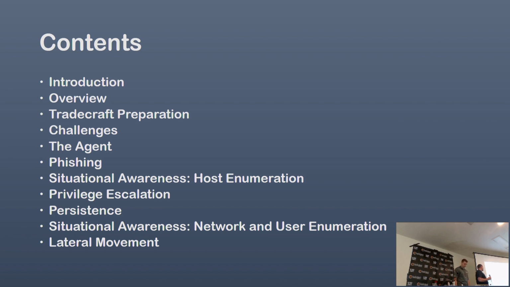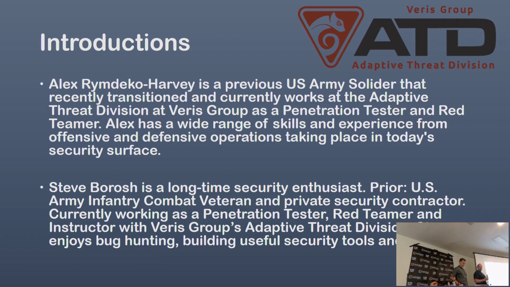So we'll start at phishing. Once we've implanted, we'll do some host enumeration, privilege escalation, persistence, network and user enumeration. You can see who's on Active Directory and where we need to go, and then finally lateral movement.